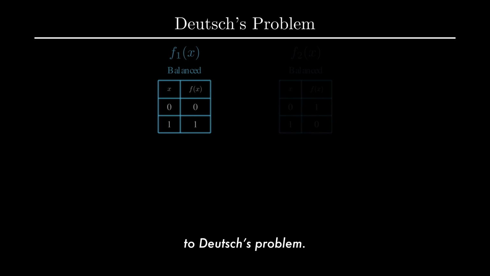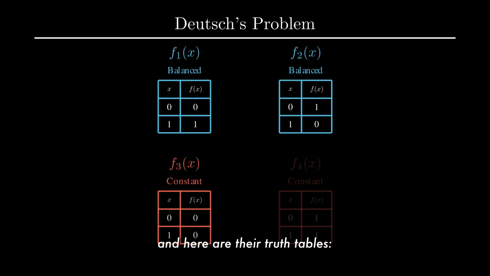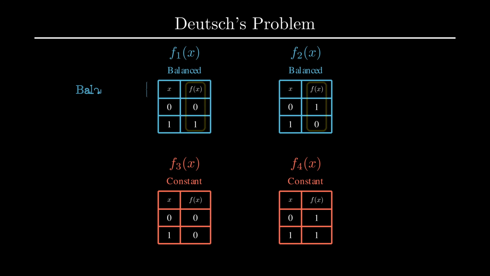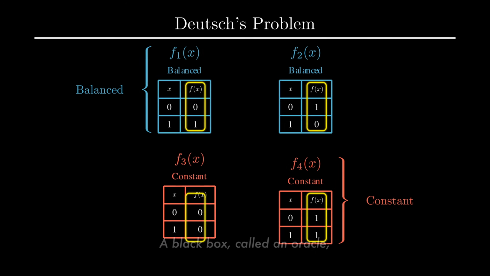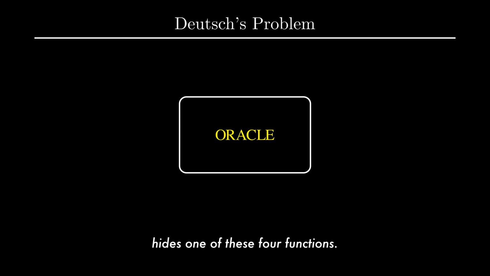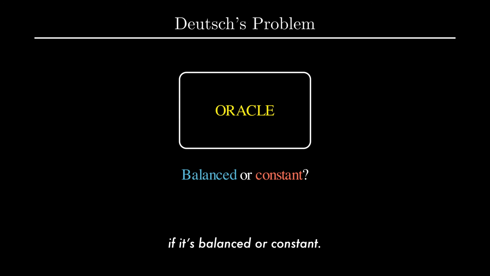Now let's move on to Deutsch's problem. We have four functions, and here are their truth tables. f1 of x and f2 of x are balanced, outputting 0 and 1 equally, while f3 of x and f4 of x are constant, outputting only 0 or only 1. A black box called an oracle hides one of these four functions. We get one attempt to determine if it's balanced or constant.